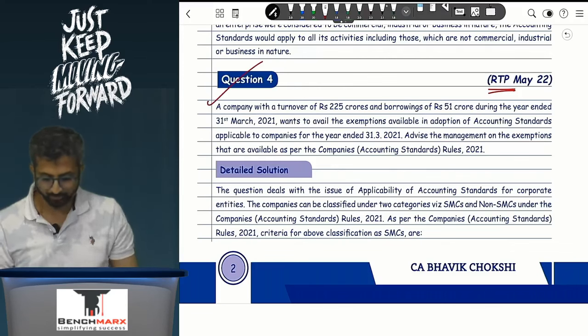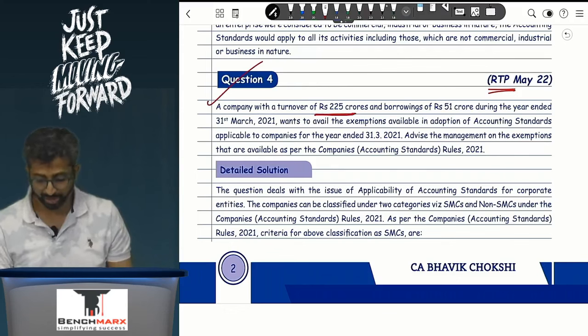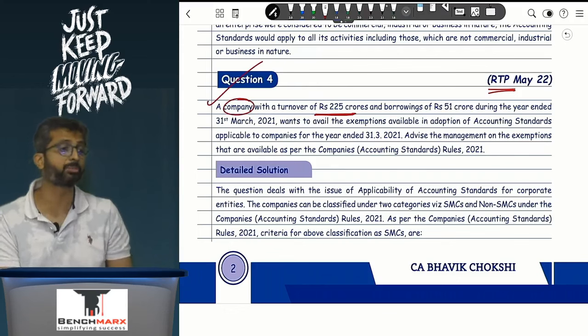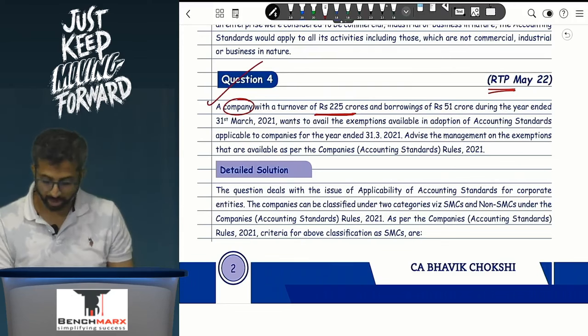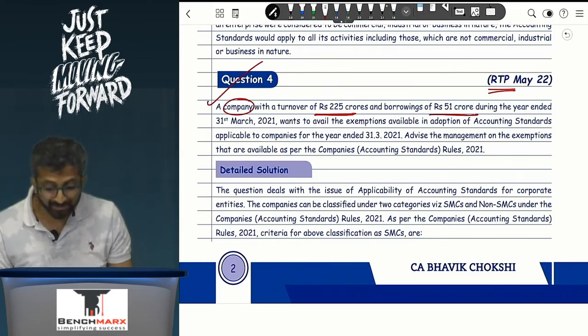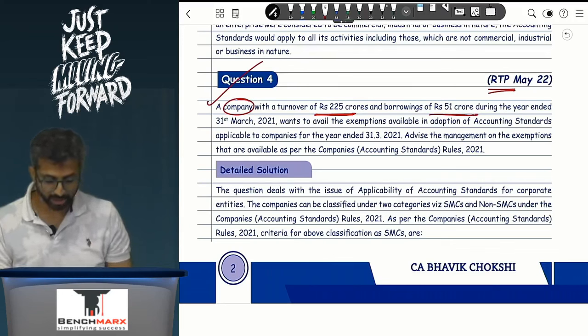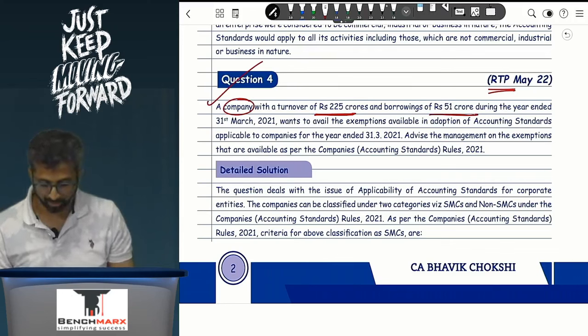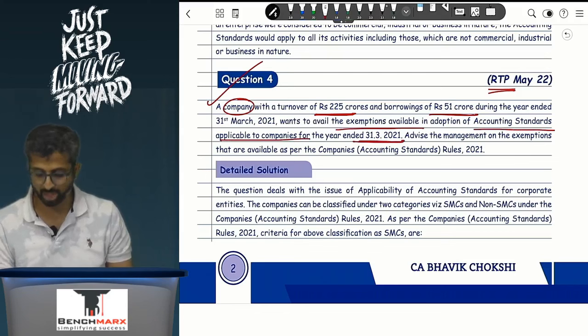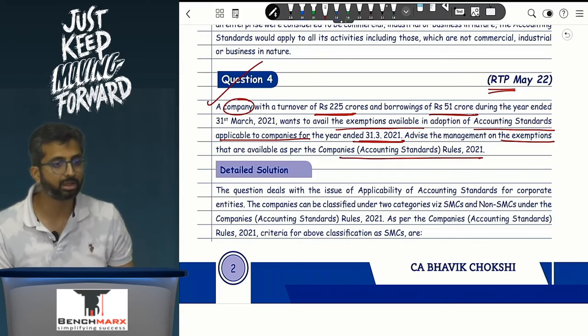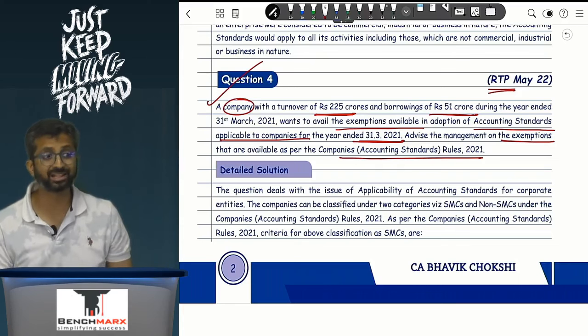Question 4. A company with a turnover of 225 crores. First of all, we have to see whether it is a company or non-corporate. It is a company with a turnover of 225 crores and a borrowing of 51 crores during the year ended 31st March 2021, wants to avail the exemptions available in the adoption of accounting standards applicable to companies for the year ended 31st March 2021. Advise management on whether the exemptions are available as per the accounting standard rules. Are they available? Yes or no? You are saying no. Why? Borrowings are greater than the prescribed limit.